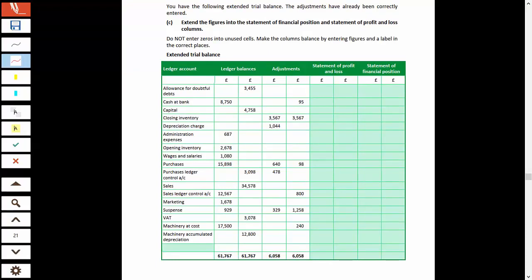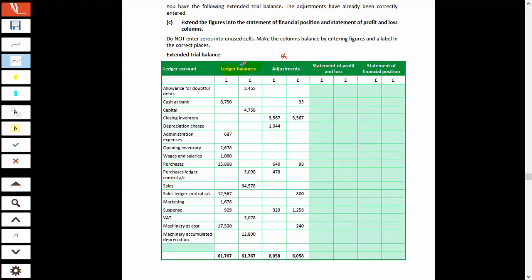So as we looked at when we looked at the briefing, the initial trial balance, which is your ledger balances here, has very kindly already been prepared for you. All we're going to do is take into account the adjustments and then transfer things over to the relevant statement, be it the profit or loss or the statement of financial position.